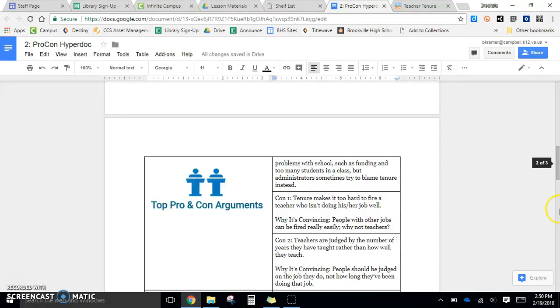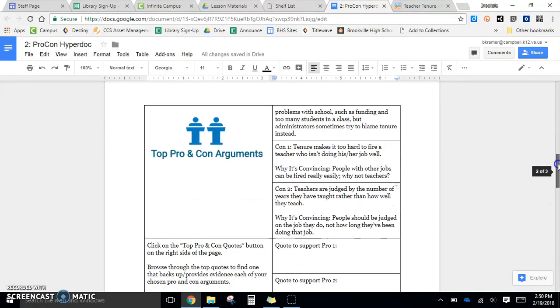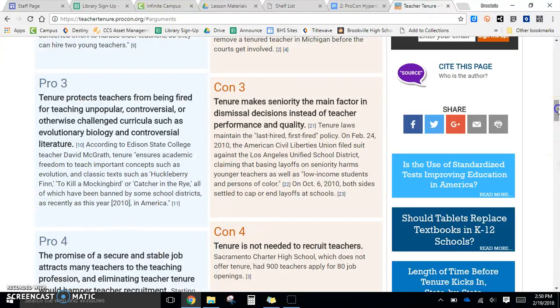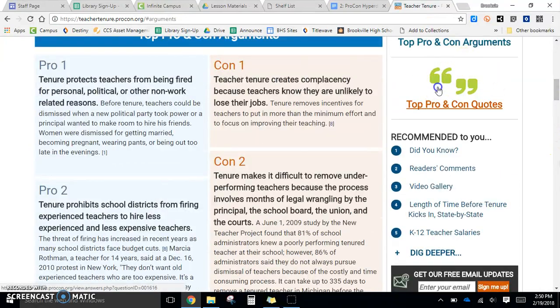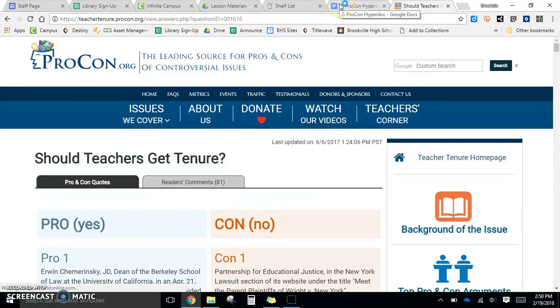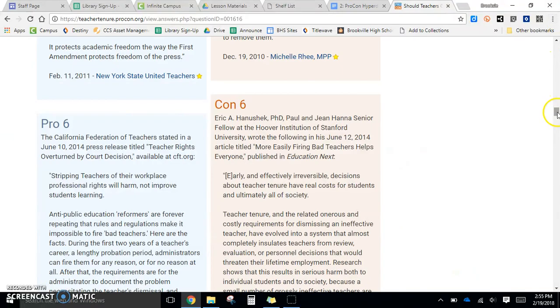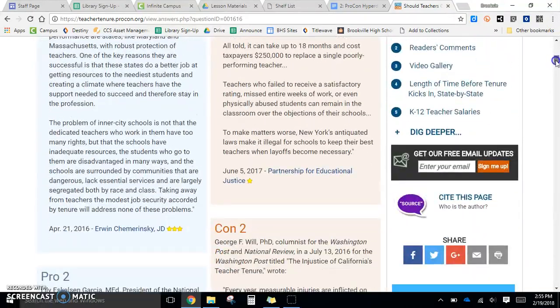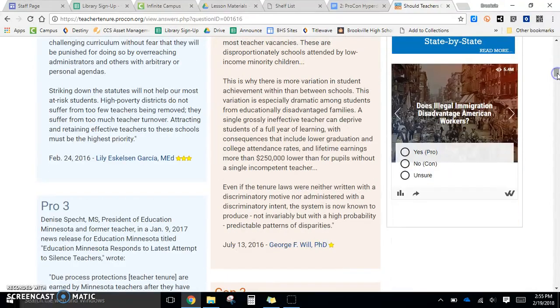Okay, so now that I've finished this section, I'm going to move into my last part where I'm going to use the third type of research note that we use, which is quotes. And when we quote something, we use word for word what someone says. So I'm going to go over here and, on the right-hand side, click on top pro and con quotes. And what I get here is a similar list to my last one, except these are actual people's words who are talking about the subject.